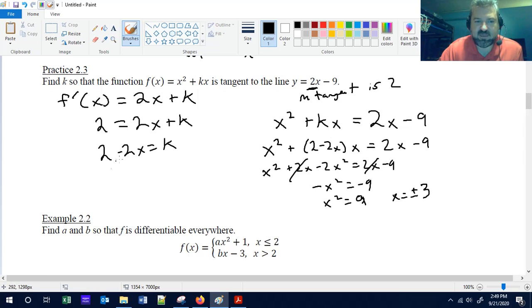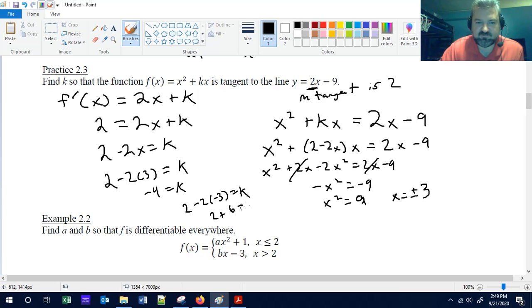So since k is equal to 2 minus 2x, we know that 2 minus 2 times 3 is equal to k. That's going to be 2 minus 6, which is a negative 4. But there's another one, right? 2 minus 2 times a negative 3 is equal to k. So that's 2 plus 6, which is 8. So let's take a look at that. So we're saying that k can be negative 4 or 8.